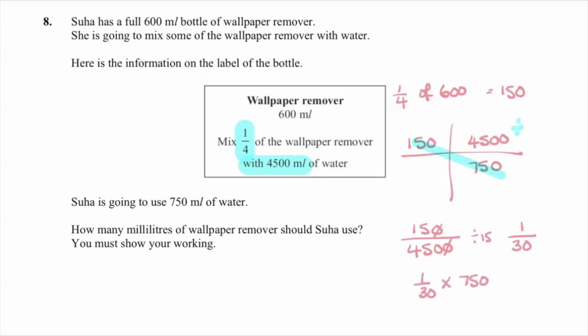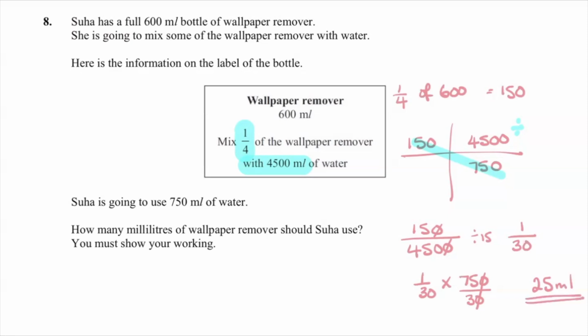So now I've got 750 to divide by 30. I could put it over like this and immediately get rid of those zeros by dividing by 10. And then how many 3s can I get into 75? 25. So 25 milliliters of the wallpaper remover needs to be used.